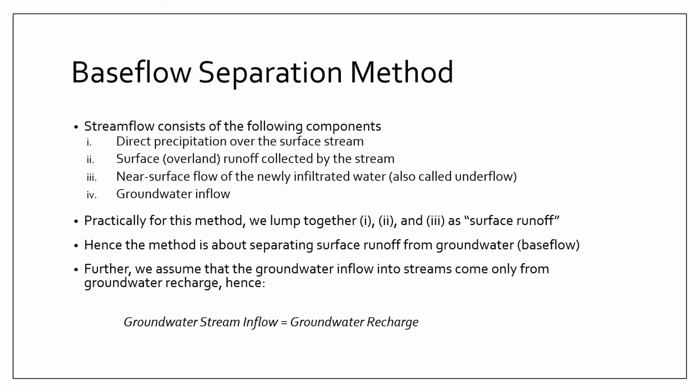And then the other method for estimating recharge is the base flow separation method. It's important to note that this method is applied on a river flow or a stream flow. A stream flow is actually an aggregation of water from different sources. River water or stream water is composed of, one, your direct precipitation over the surface stream, meaning the water that is directly landing on your river. Number two is surface runoff collected by the stream, meaning the water that is coming from the surface and draining into your river or your stream.